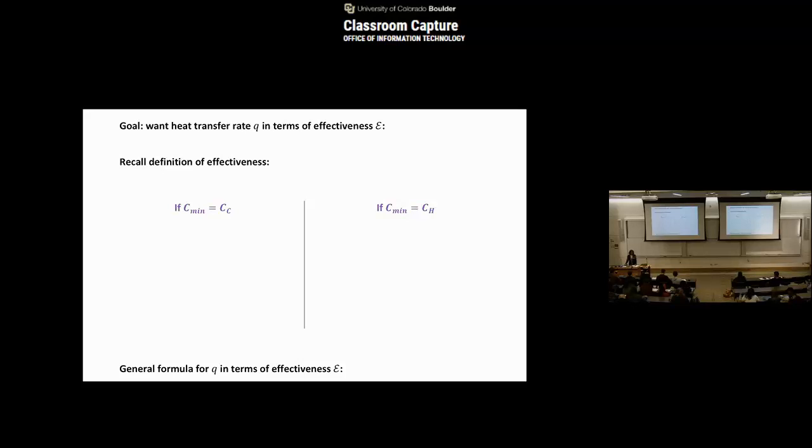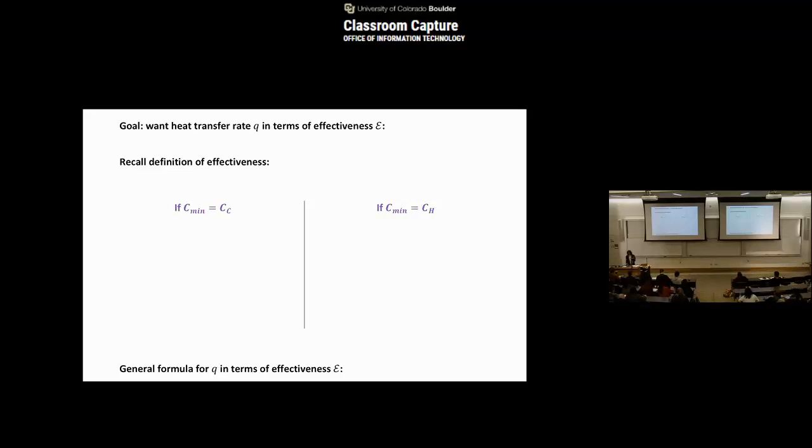Sounds exciting, guys, this is really cool stuff. So now, I feel like you guys are kind of sick of dealing with conceptual stuff. Let's start getting into numbers and equations, our favorite. What we want is a general formula for our heat transfer rate Q, factoring in our effectiveness epsilon.